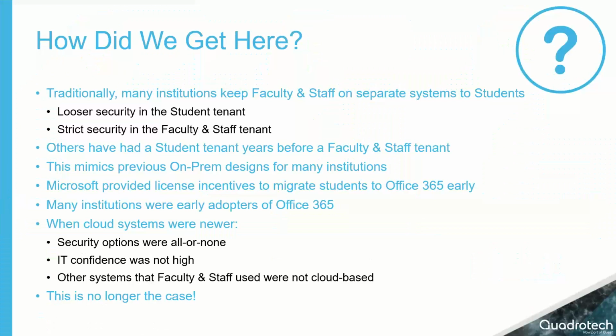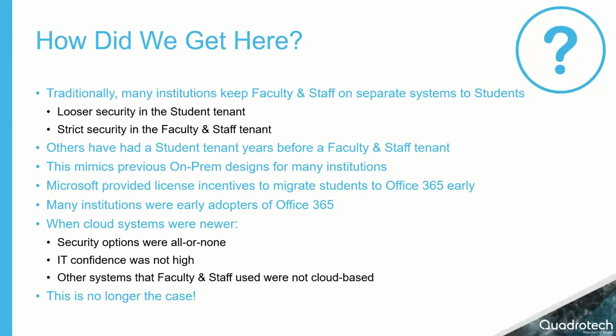But let's start with how do we get here? When we talk about the multi-tenant problem, this has started for years with on-prem systems and has moved into the cloud world. Traditionally, many institutions kept faculty and staff separate, and this was for good reason. You wanted looser security on your tenant or your student environment and stricter security on your faculty and staff tenant. As data privacy laws around the world have gotten stricter and stricter, this has kind of forced this delineation and has really made it stronger, where faculty have to protect more and more data as part of their world.